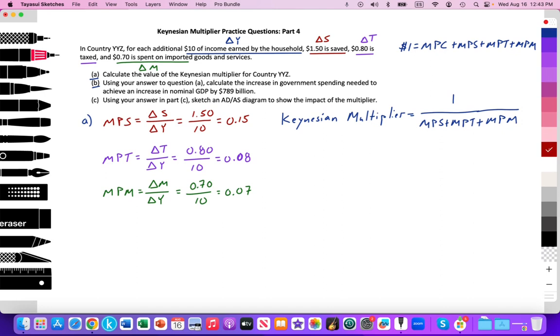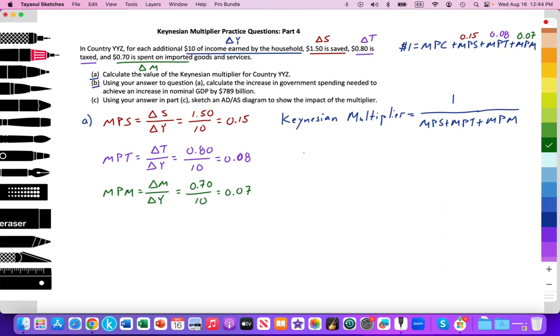And we have the savings rate of 0.15. We have the tax rate of 0.08, and then we have the propensity to import, which is 0.07, and then we'll see what that equals. So let's continue this formula.